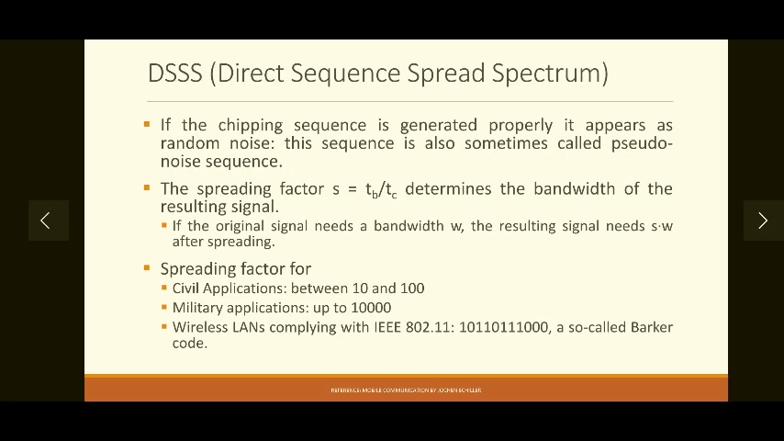Now different applications use different spreading factors. Civil applications use a spreading factor between 10 and 100, whereas military applications prefer much higher spreading factors, up to 10,000, whereas wireless LANs or Wi-Fi, as per the IEEE standard, use a special code called Barker code, which is a minimum of 11 bits, as the sequence of those 11 bits is shown to you. So different applications prefer different spreading sequences so that no two applications will receive each other's signals and they can avoid interference. So depending on the application, the spreading factor may vary.